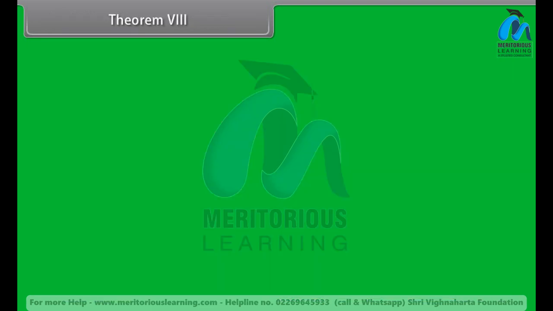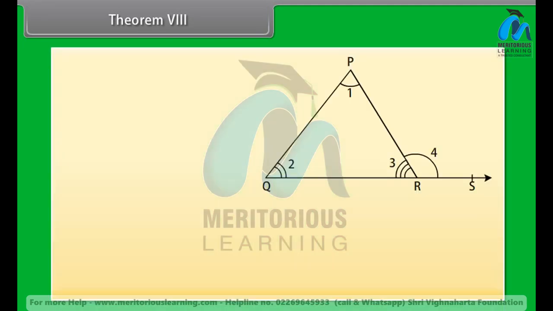Theorem 8. Do you remember about the exterior angle of a triangle? Look at this figure. Here side QR is produced to point S. Angle PRS is called an exterior angle of triangle PQR. Is angle 3 plus angle 4 180 degrees? Yes. Angle 3 plus angle 4 is 180 degrees because these are linear pair angles.